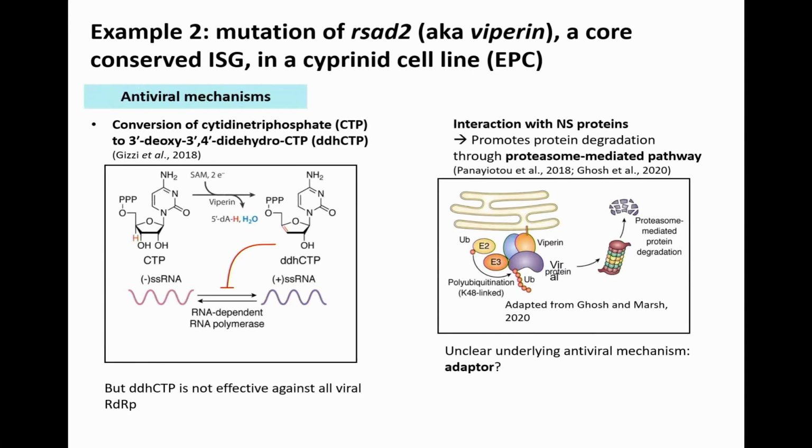Second example is RSAD2, that is also known as viperin. That is an effector gene, a typical ISG, almost all the time induced after viral infection or interferon treatment. And the main mechanism known for this gene is actually the conversion of CTP into ddhCTP, so it's an analog of a base that actually impairs the replication of viruses in many models, not all, but many cases.